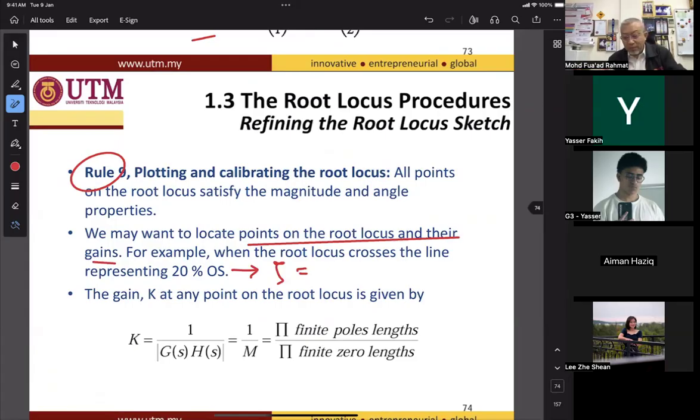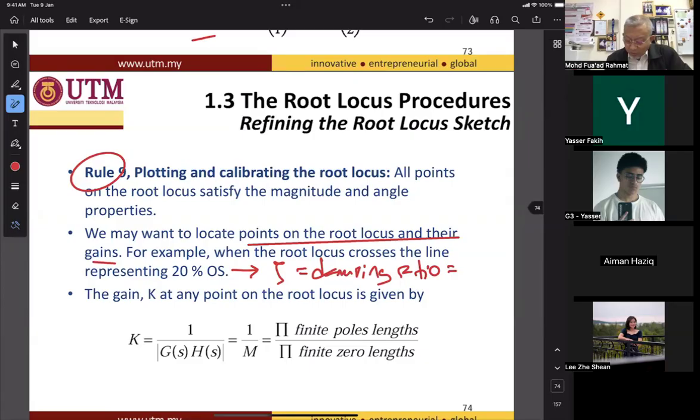Mr. Lim, what is the zeta value, Lim? Lim? Aiman? Oh, Aiman? Aiman has arrived. Yasir, okay? Yasir? Doctor. Yes.